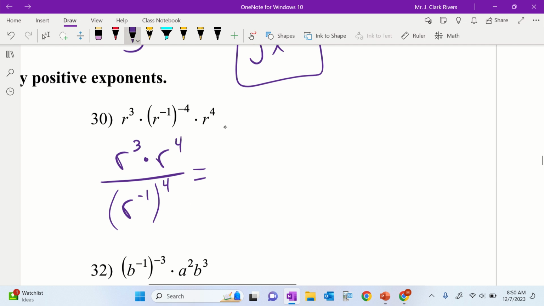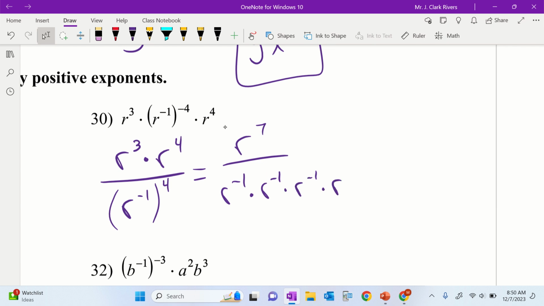All right. R to the power of 3 times r to the power of 4 is r to the power of 7 over. R to the power of negative 1 to the power of 4 is r to the power of negative 1 times r to the power of negative 1 times r to the power of negative 1 times r to the power of negative 1. Okay. So we get r to the power of 7 over negative 1 plus negative 1 plus negative 1 plus negative 1, r to the power of negative 4.